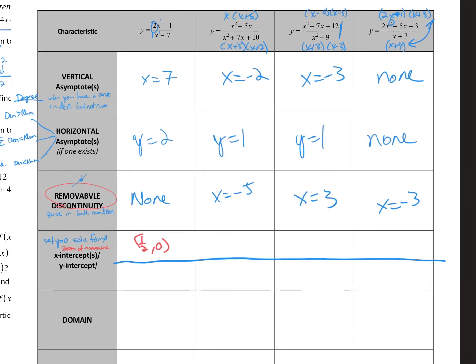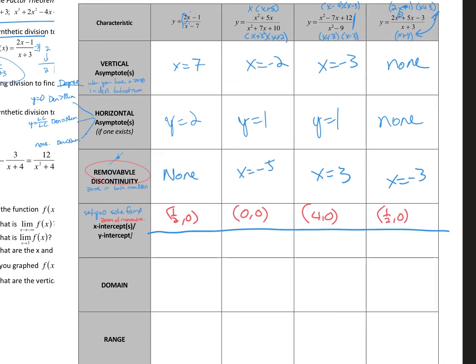In the next one, we would get 0 for that one. This one we would get 4, 0. And the last one we would get 1/2 again, as long as I factored that right. Y-intercepts, that one you set x equal to 0 and solve for y. Okay, so in this case we would get 0, 1/7.